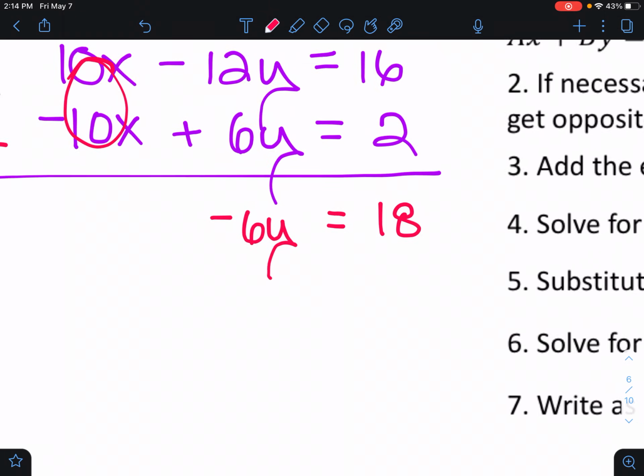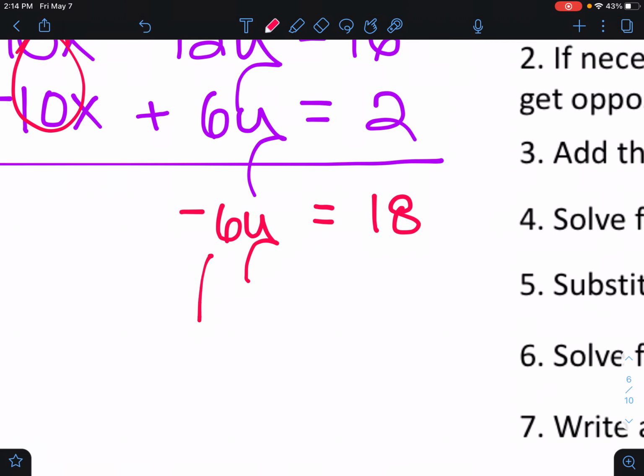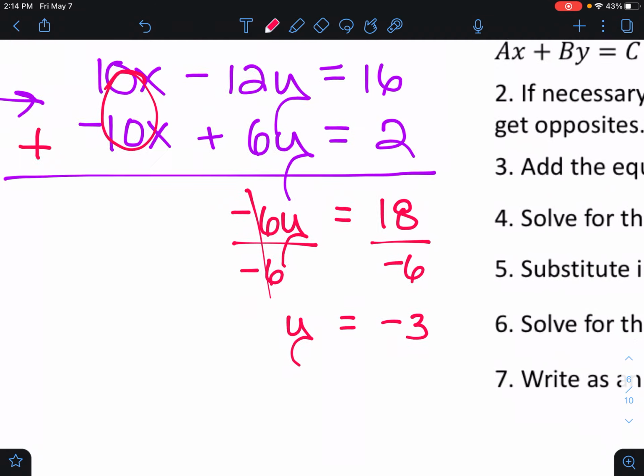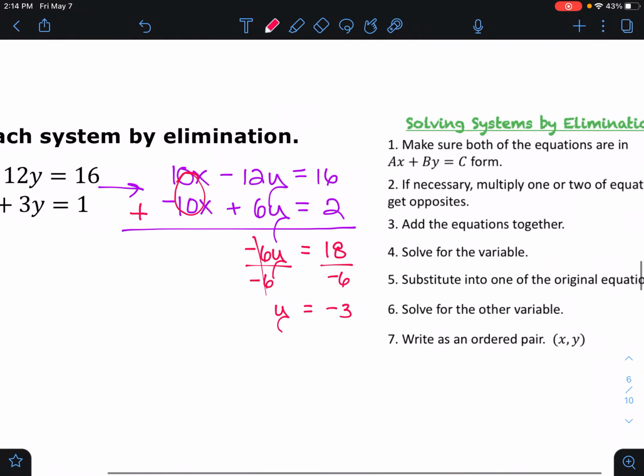Okay, now I'm already at the spot where I can solve for y. This is a one-step equation now. I just need to get rid of this negative 6. It's negative 6 times y, so I'm going to do the opposite, and I'm going to divide by negative 6 on both sides. This is 1y, or just y, and this would be negative 3. Okay, cool. So I already know what y is. I've solved for the variable.